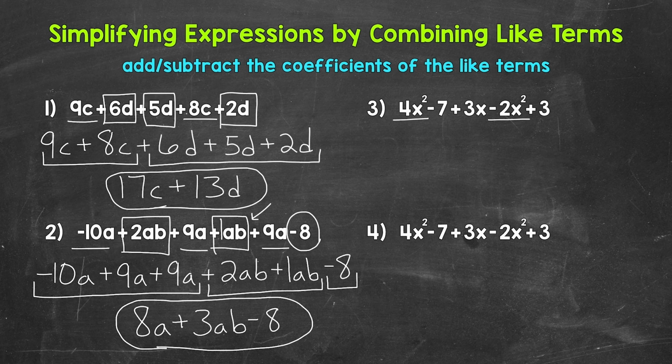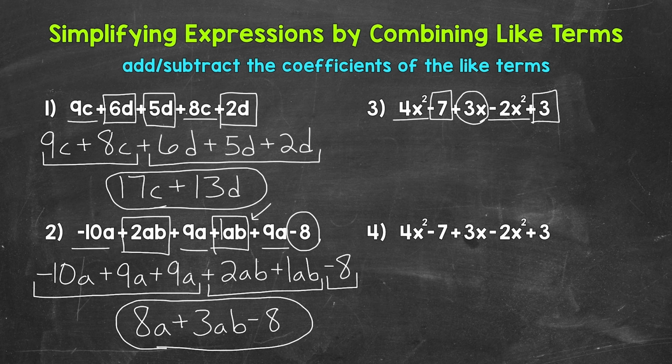Yes, we have two constant terms, negative 7 and 3. I'll box those terms in order to separate them. And then lastly, we have 3x. We don't have any like terms to combine 3x with, but I will circle it in order to separate it from the other terms. Now we can rewrite this expression with the like terms next to each other.